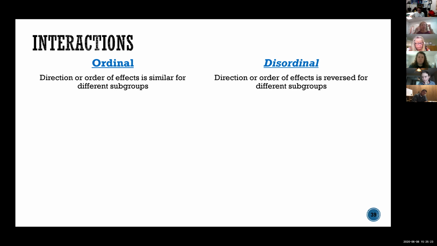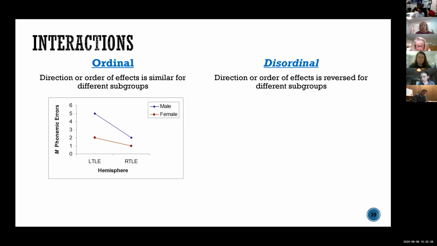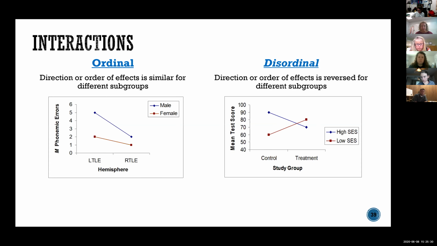There are two very different looking kinds of graphs that are both interactions. I'm going to throw these both up on the screen. The one that most people will point out as an interaction is the one where the lines are crossing. See the one where the lines are crossing? We've got a control group. In the control group, who has the highest test score average? In the control group, the highest average is for the high SES group.